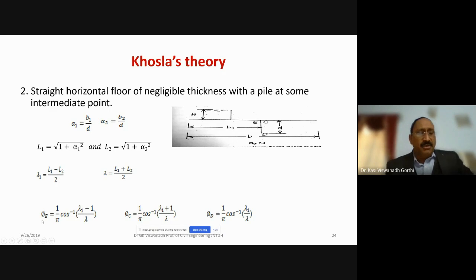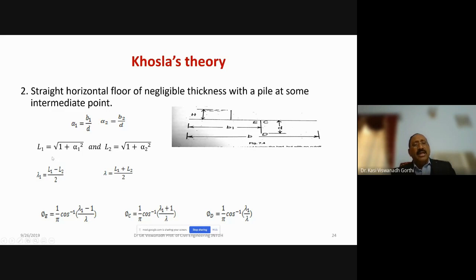Then phi E, the pressure at the point E, will be equal to 1 by pi cos inverse of lambda 1 minus 1 by lambda, and pressure at C will be 1 by pi cos inverse of lambda 1 plus 1 by lambda, and at D, phi D will be 1 by pi cos inverse of lambda 1 by lambda. So lambda and lambda 1 will be calculated with respect to the values of L1 and L2: L1 minus L2 by 2, L1 plus L2 by 2.